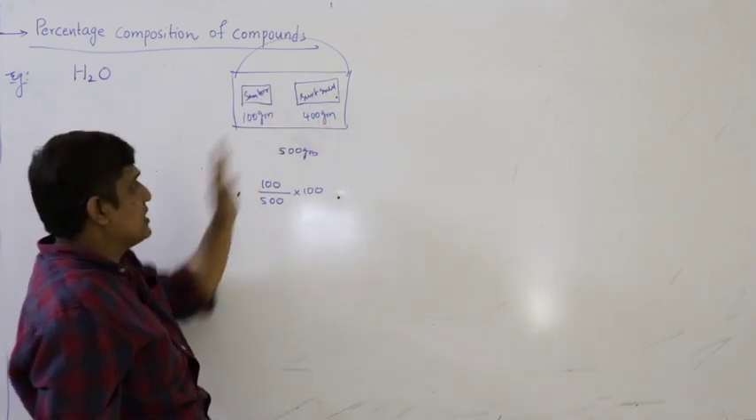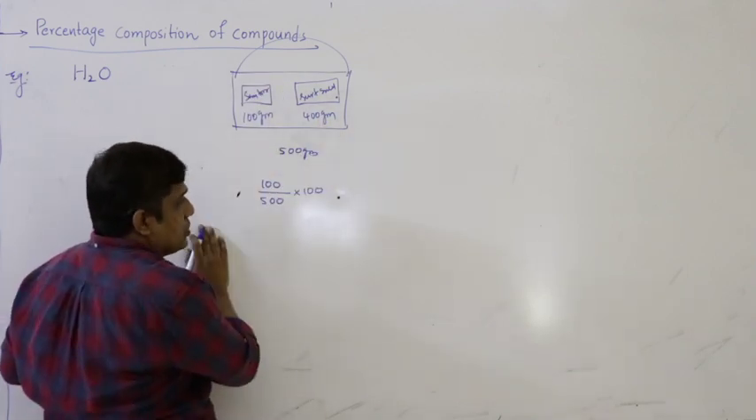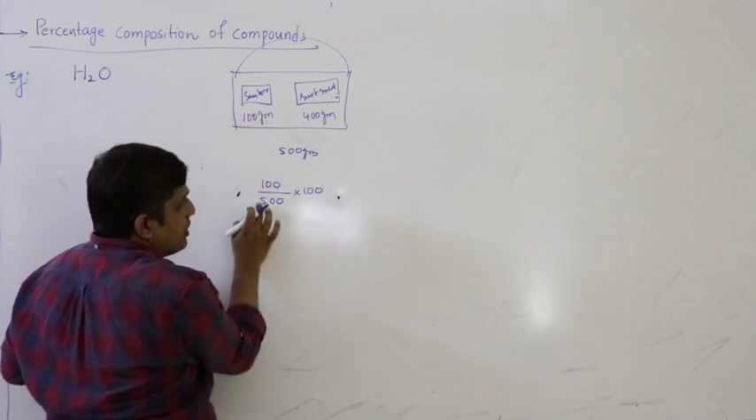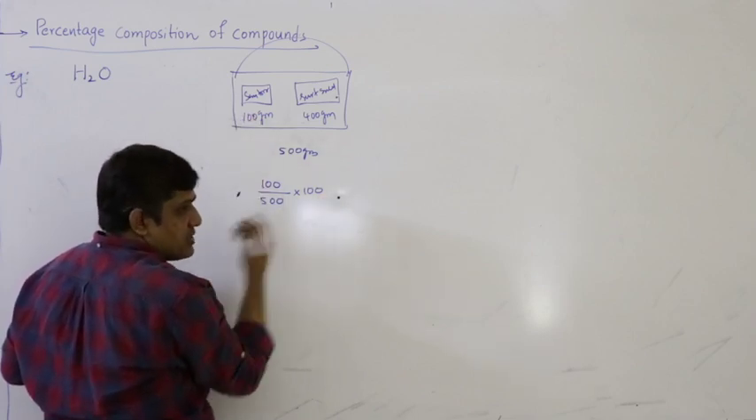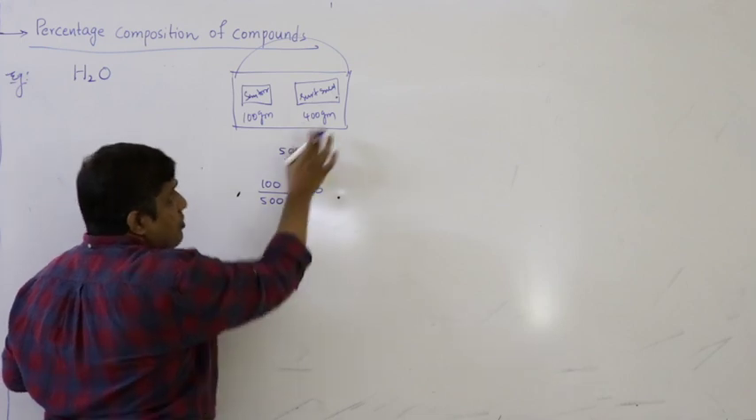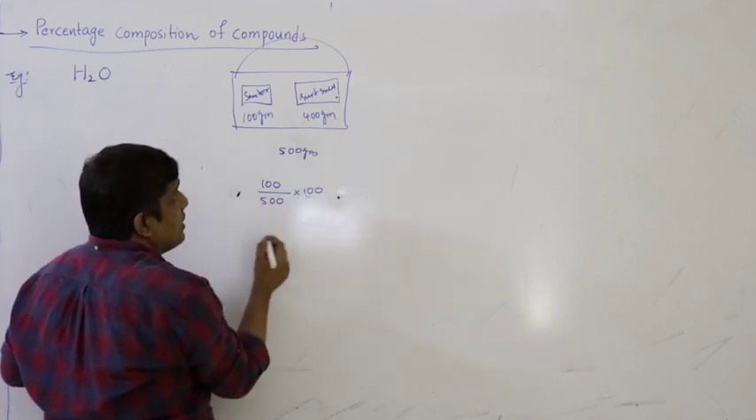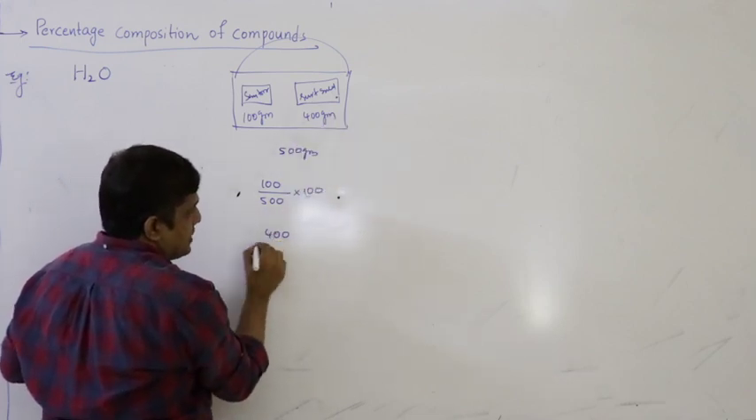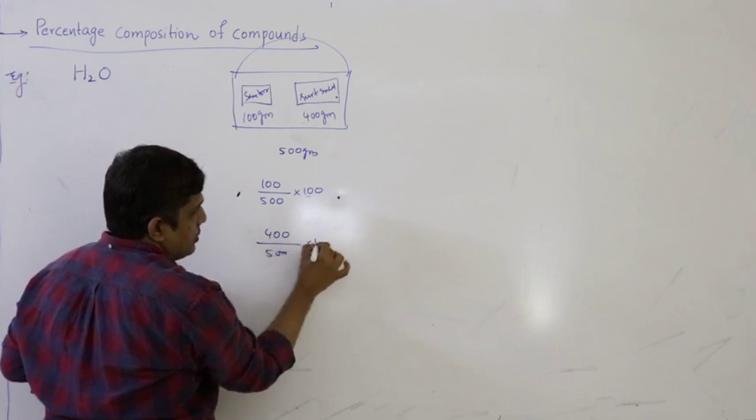One Santur soap, one Surf Excel, right? So its mass fraction of Santur soap is 100 by total weight into 100 percentage, therefore multiplying with 100. What about mass fraction of Surf Excel? Mass of Surf Excel by total weight into 100.